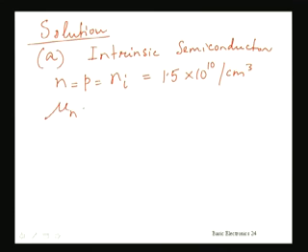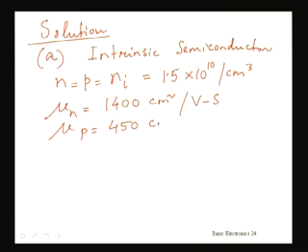Electron mobility is given as 1400 centimeter square per volt second. Hole mobility is given as 450 centimeter square per volt second. And the charge of an electron, that is of course not given, but you should know this value, which is 1.6 into 10 to the power minus 19 coulomb.